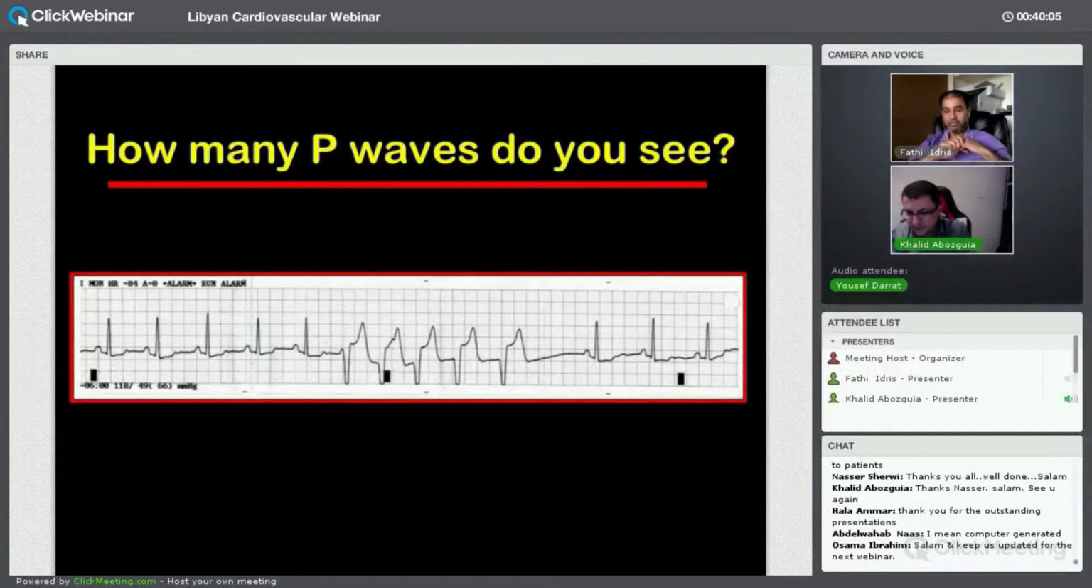So this is again to support that. Please don't rely on the machine interpretation. Look at it first, make your mind, and then you could look at the report. But I would not rely on it. So I agree, Dr. Abdulwahab. Completely agree.